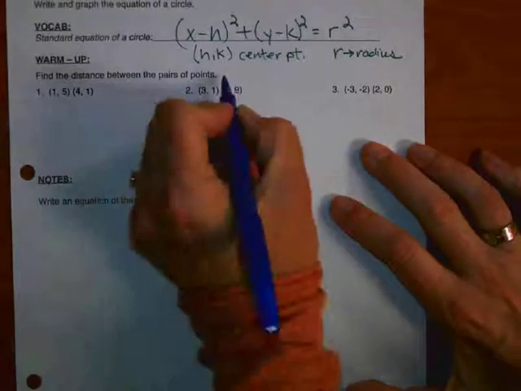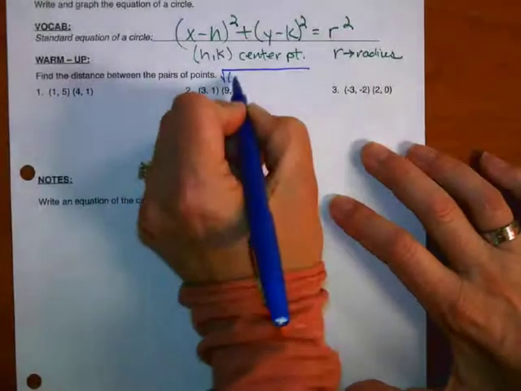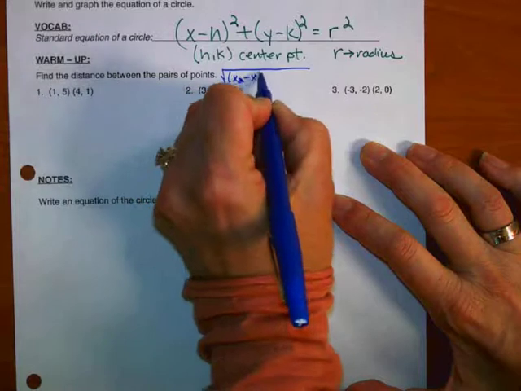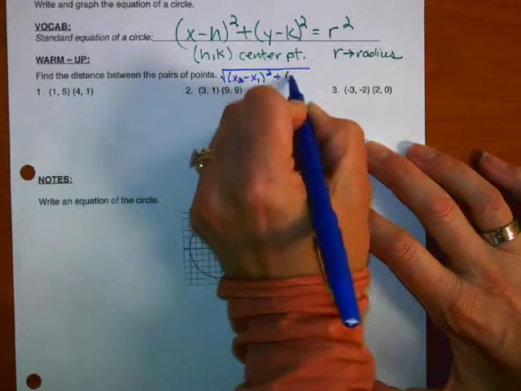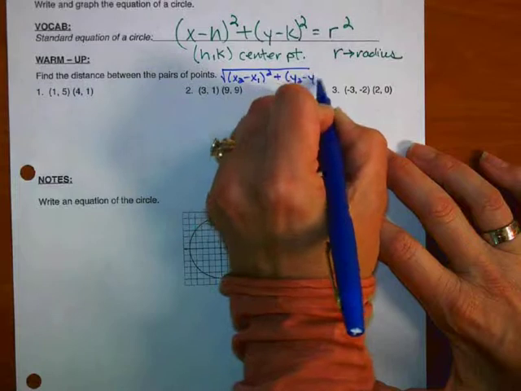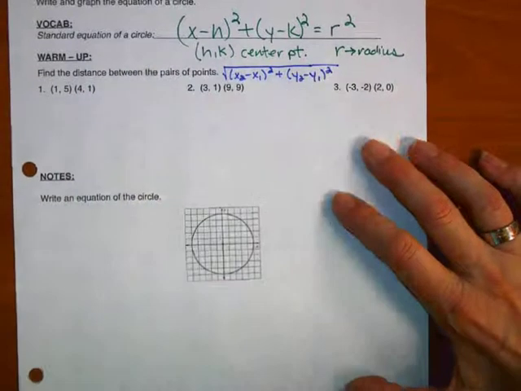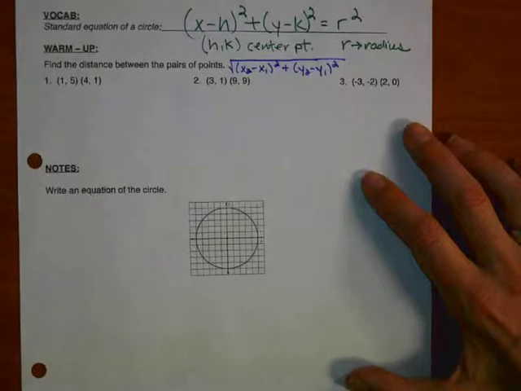So in the past, you have worked with the distance formula. So I want to refresh your memory on that. Write it down here. x2 minus x1 squared plus y2 minus y1 squared. And then you take the square root of all of that.